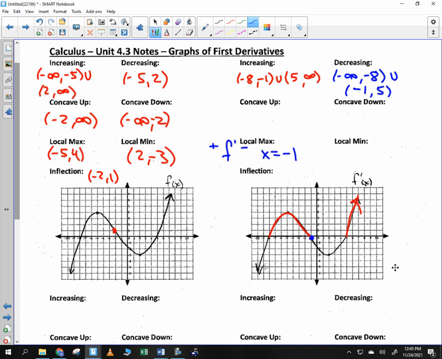Local min happens where it changes from negative to positive. Does it ever change from negative to positive? When? X equals negative 8 and 5.